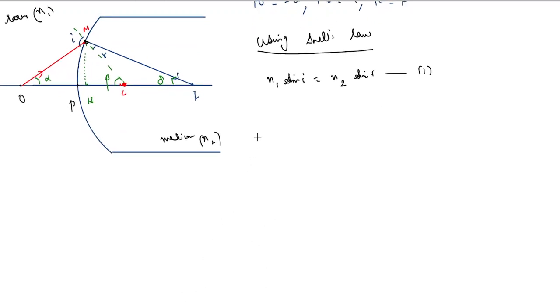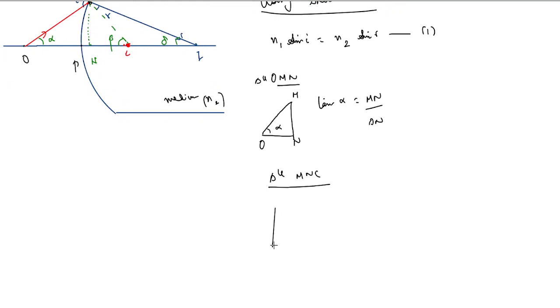Now let's begin. Consider triangle OMN. This is point O, this is point N, this is point M. The angle here is alpha. In this case, tan alpha is equal to MN by ON. Now from triangle MNC, it's like this. This is point M, this is point N, this is point C. The angle here is beta. In this case, tan beta is equal to MN by NC.